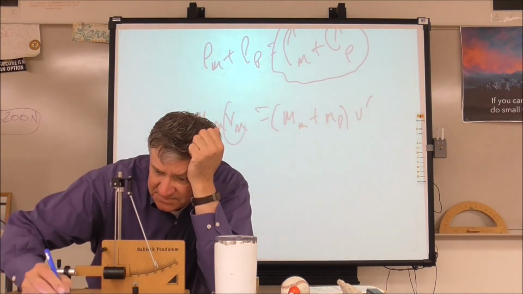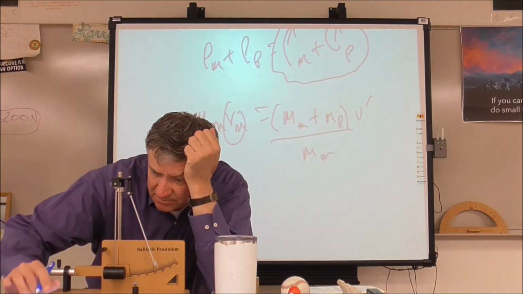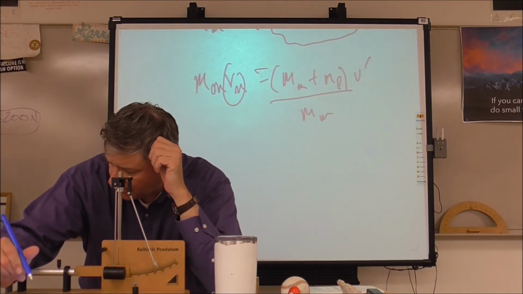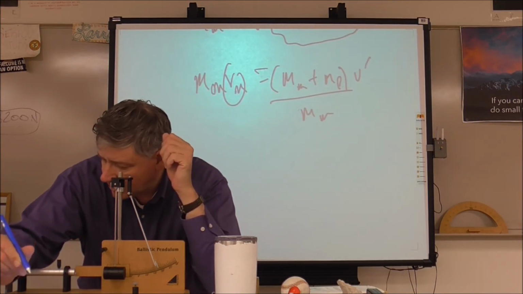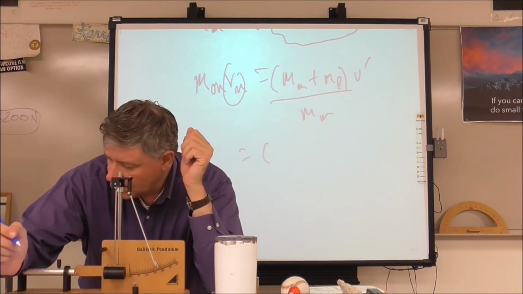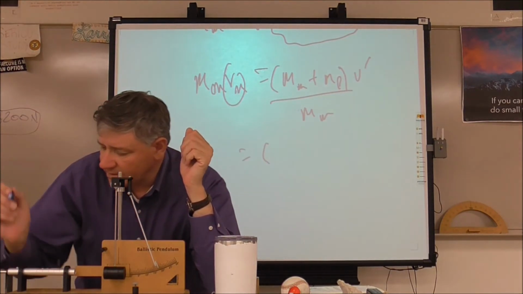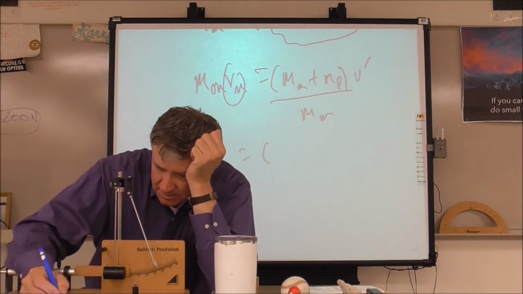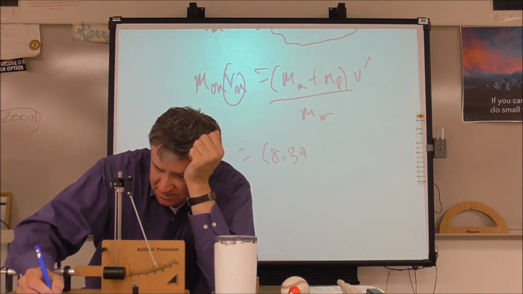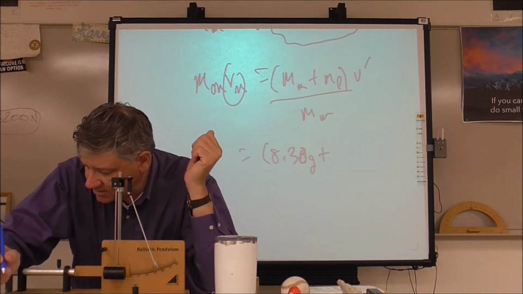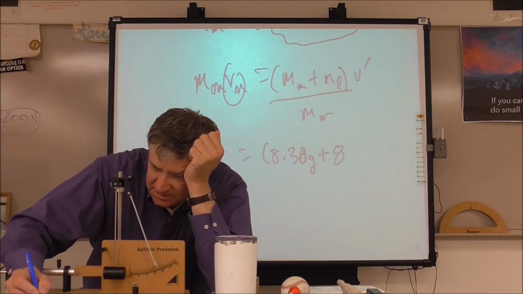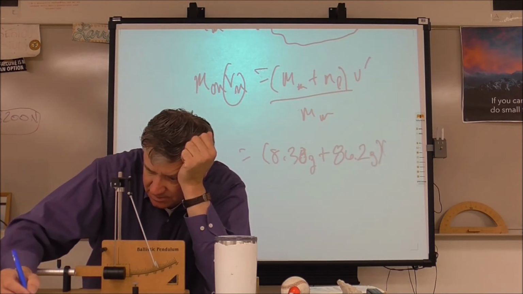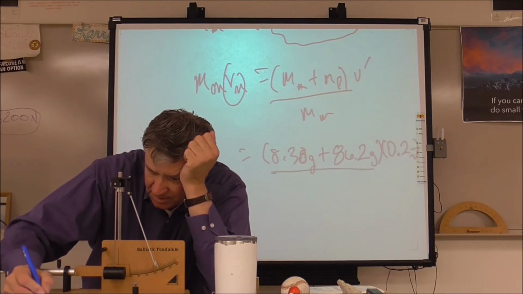We're going to get this by itself, so we're going to divide by the mass of the marble. The mass of the marble is 8.38 grams. The mass of the pendulum is 86.2 grams. We're moving at 0.2 meters per second. And then we're going to divide by the mass of the marble, 8.38 grams.